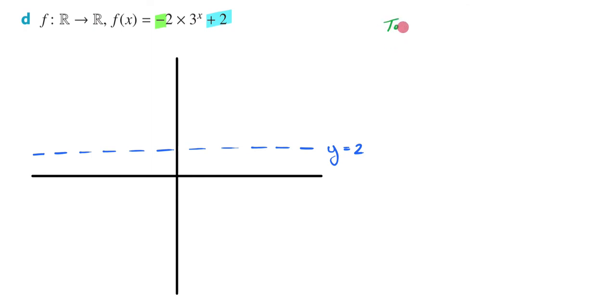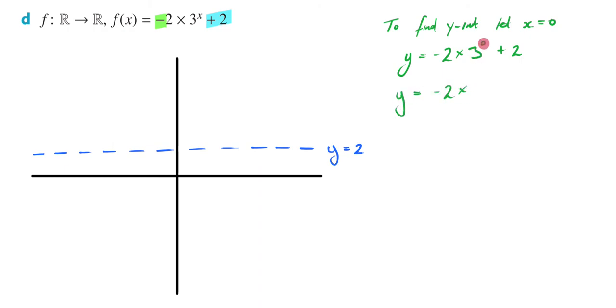All right, so to find the y-intercept, let x equal 0. So I'm going to get y equals negative 2 times 3, and instead of x, I'm going to put 0, then plus 2. Which means I'm going to get y equals negative 2 times 3 raised to the power of 0, which is 1, plus 2. Negative 2 times 1 is negative 2, plus 2. So it's going to be y equals 0. So I'm going through 0, 0. When x equals 0, y equals 0.